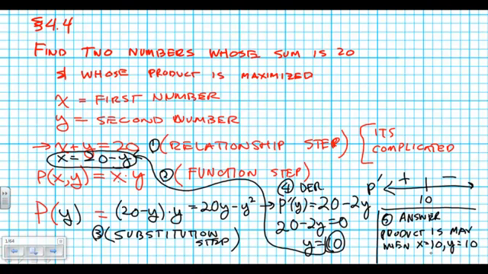Isn't that great? 5 steps. Relationship step, function step, substitution step, derivative step, answer the question. Okay? Big idea though is that substitution step gets our function down to a single variable. That single variable function is the one that we can take the derivative of. Are you ready for another question? Here we go.